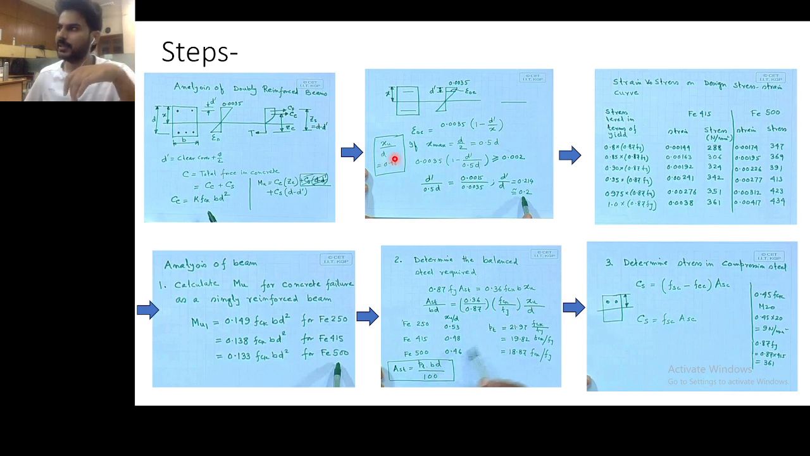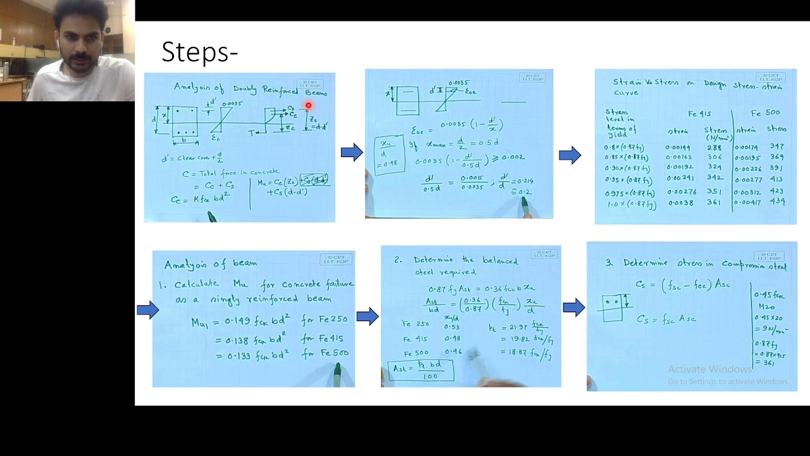Okay, so we will see the steps to design it, and then we will solve the problems. So, the analysis of doubly reinforced beam: as we know, see here, there is steel in the compression zone and also in the tension zone. The total depth is D, and D dash is the clear cover at the compression zone, and we can find out the lever arms.